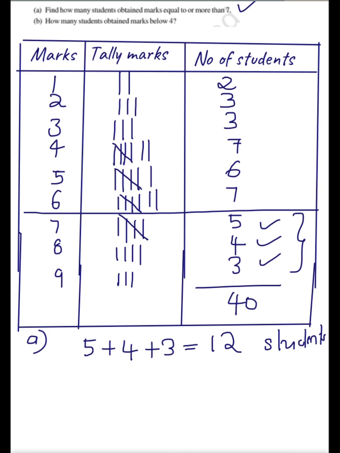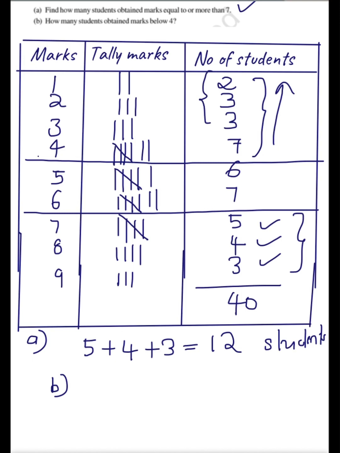Okay. Now what about B? B is how many students obtain marks below 4. You have to count the number of students who got marks below 4. So 4 means it's here. Okay, and you have to count students who got below marks means what? These marks you have to count. No need of counting 4 students who got 4 marks. Question is to count only the number of students who got below 4. That means only these 3. That is 2 plus 3 plus 3. Only this you have to count.